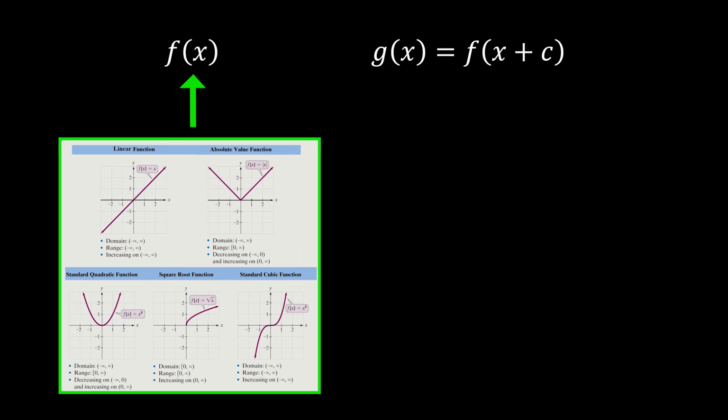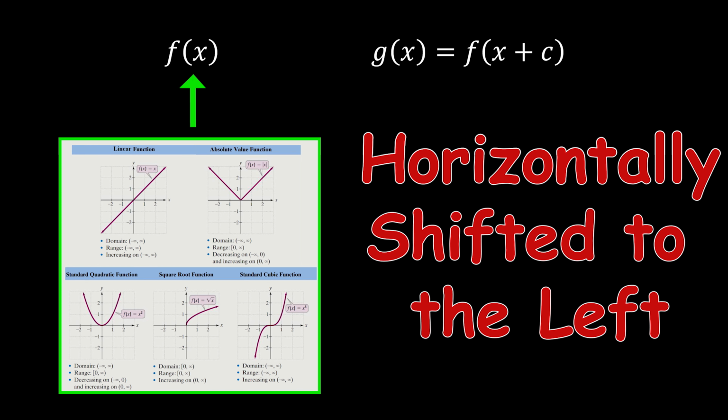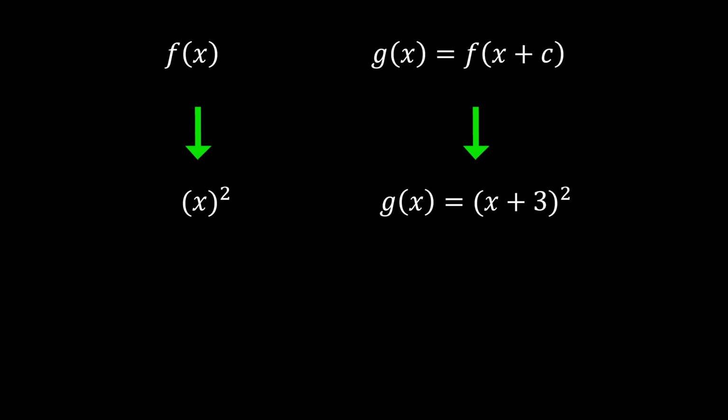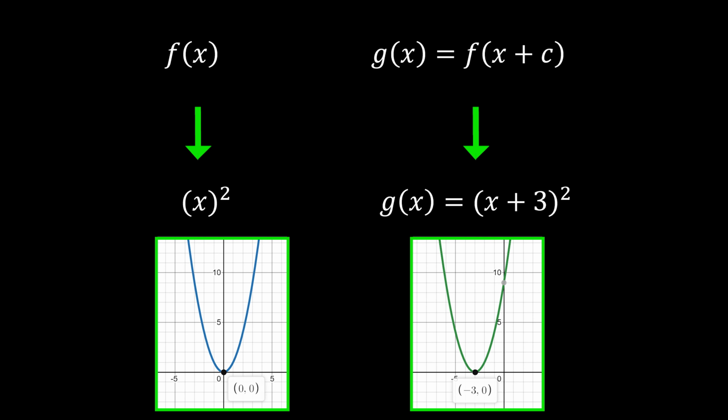Next, we'll talk about horizontal shifts. Let f of x be one of the parent functions. Then if I change the input to x plus some real number c, then I can create a new function g of x that is f of x but shifted to the left. For example, if f of x is the quadratic function and I change the input from x to x plus 3, then I've created a new function g of x that is the quadratic function but shifted to the left by 3 units.